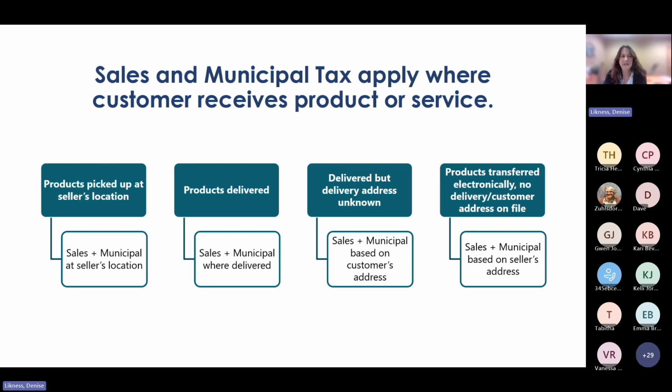Second one is where it's delivered. So if it's purchased in Watertown, but it's shipped out to Aberdeen, and so it's delivered in Aberdeen, it's state and city tax in Aberdeen, for Aberdeen.